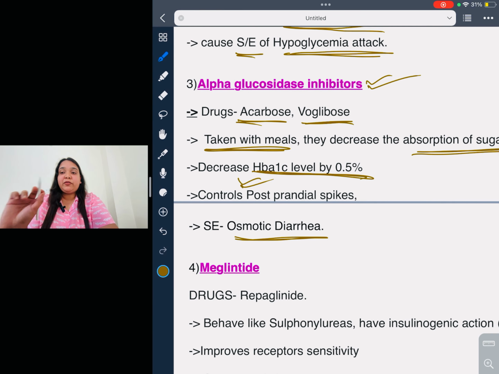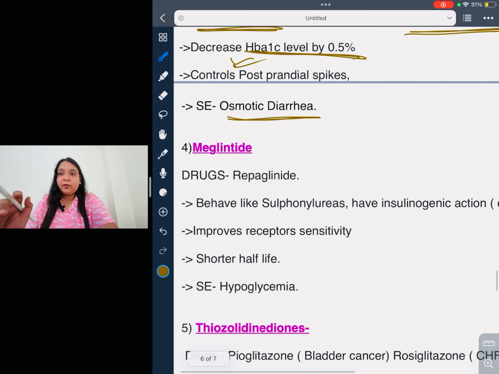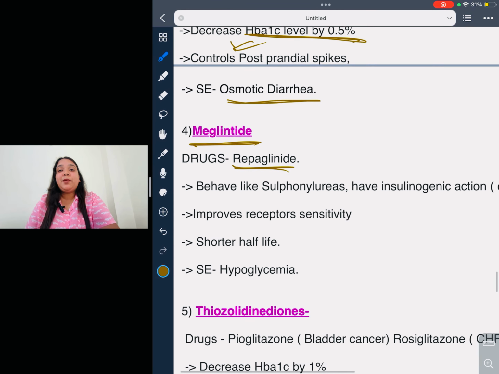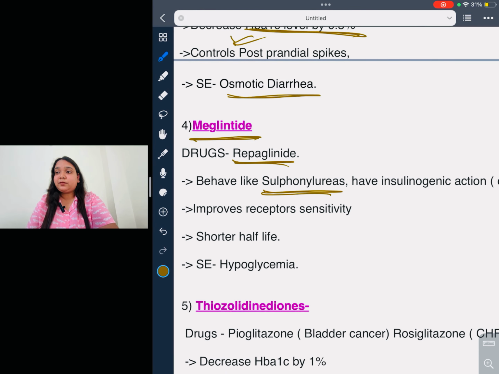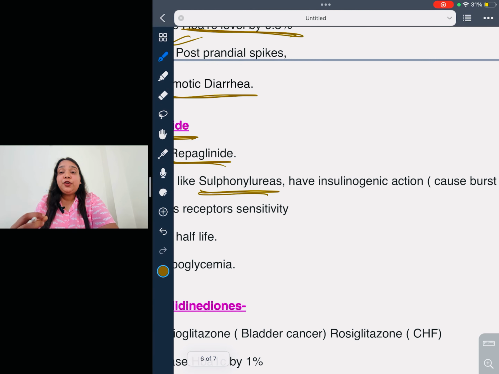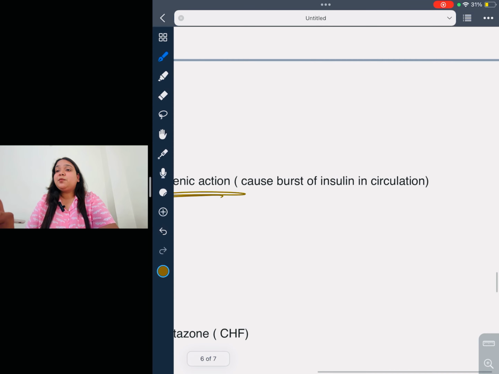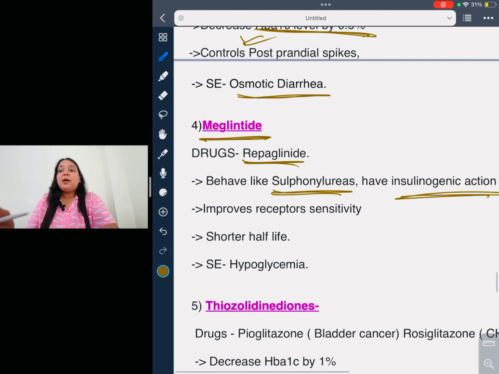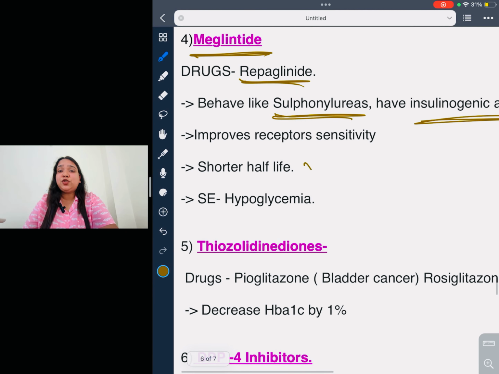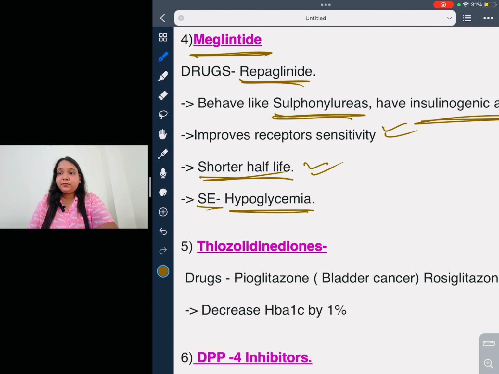by 0.5 percentage points. We have one more class over here, which is the meglitinides. The drug used in this class is repaglinide. These drugs behave like sulfonylureas, but they have a high insulinogenic action. They can cause a burst of insulin in your circulation, but the thing to be noted is that they have a shorter half-life. They increase insulin secretion, but they have a very short half-life, and they have another side effect of hypoglycemia.